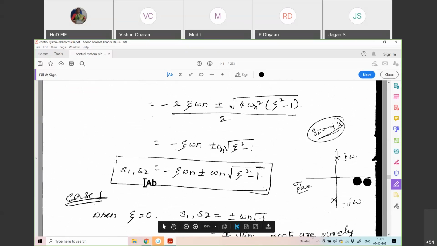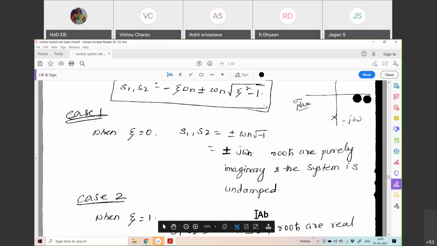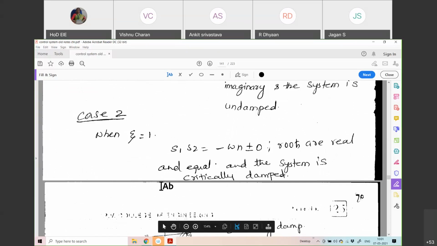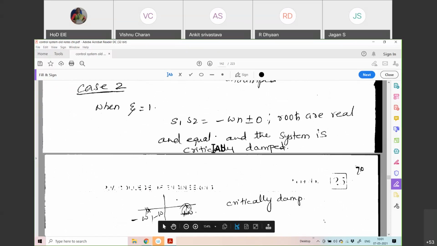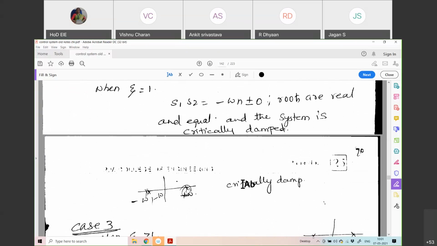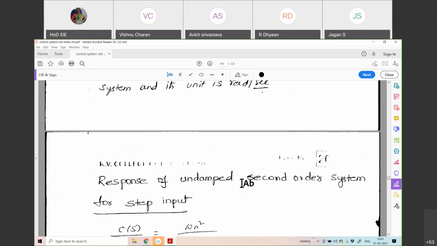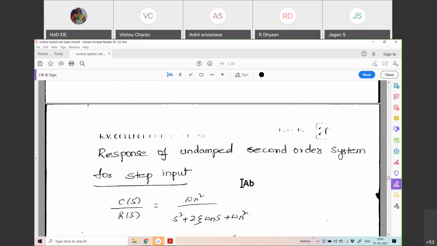In all these cases, what is the type of roots S1, S2? When zeta is equal to 0, the roots are purely imaginary and the system is undamped. In the critically damped case, the roots are real and equal. So in each case, what is the type of the roots, what is the system, and what is the response? Please go through this either from the note I have shared or any textbook. Find the second order system response for each case and the nature of the roots. That is what the quiz on Monday's class will be about.